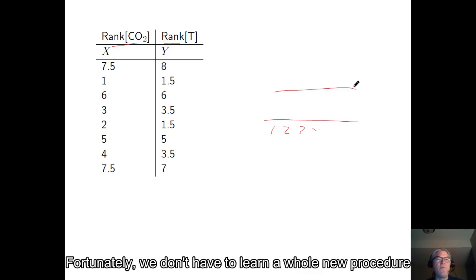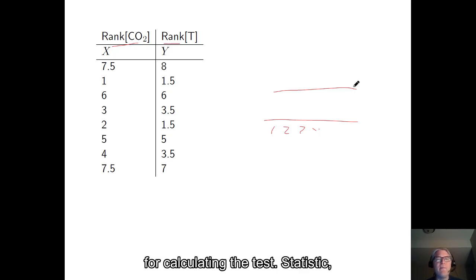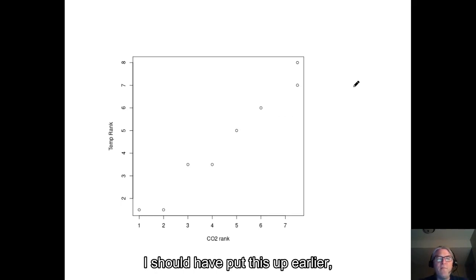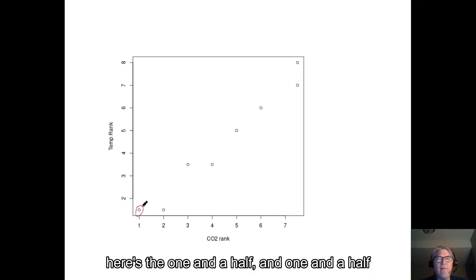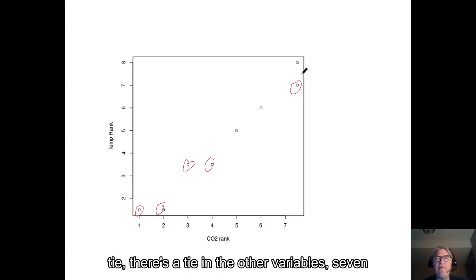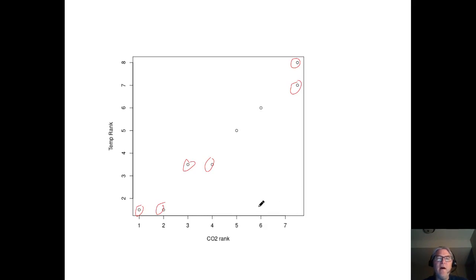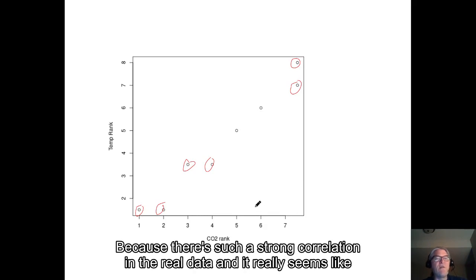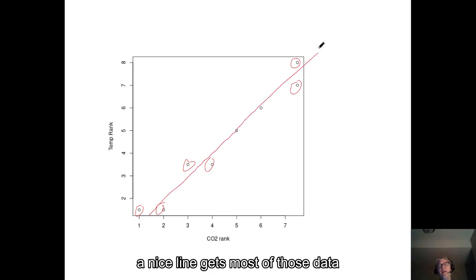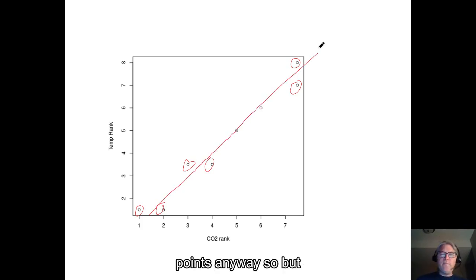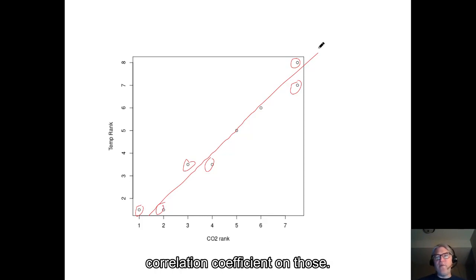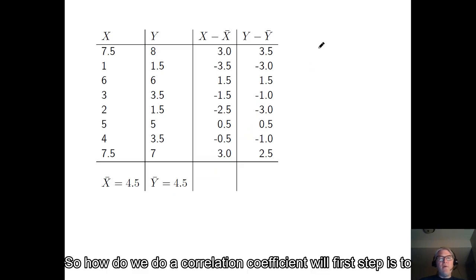Fortunately, we don't have to learn a whole new procedure for calculating the test statistic. Here's what the data looks like in terms of ranks. I should have put this up earlier. Here's the 1.5 and 1.5 tie, and here's the 3.5, 3.5 tie, and there's a tie in the other variable at 7.5 and 7.5. But it looks a lot like the real data because there's such a strong correlation in the real data, and it really seems like there's a very strong correlation here too. A nice line fits most of those data points. Anyway, that's what we're going to analyze. We're going to do a correlation coefficient on those. So how do we do a correlation coefficient?